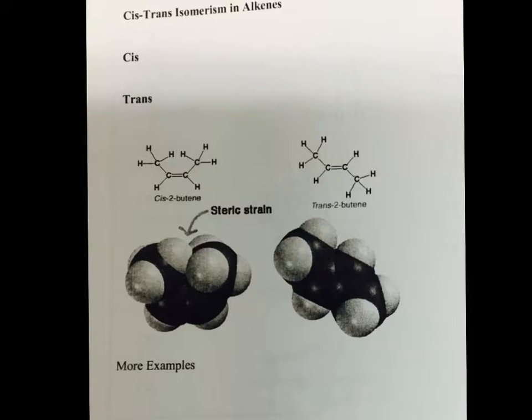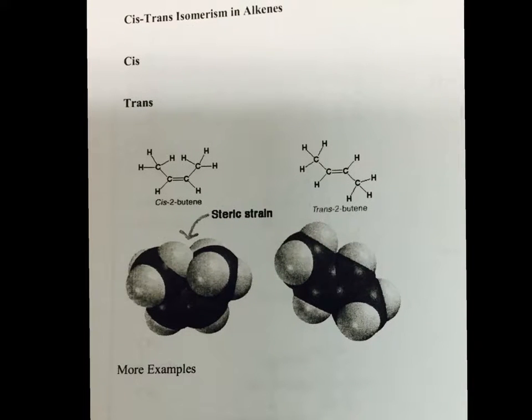So we didn't learn about this in Regents Chem, but there are two different types of isomers. One is called cis, the other is called trans. So let's go and define those first. In a cis isomer, the groups are located on the same side of the double bond.